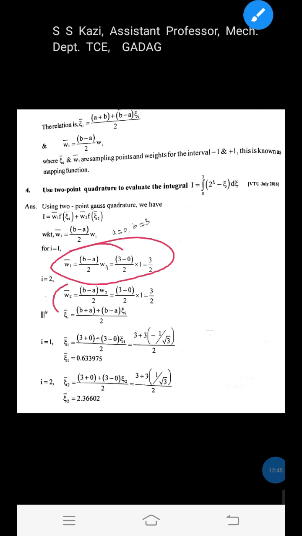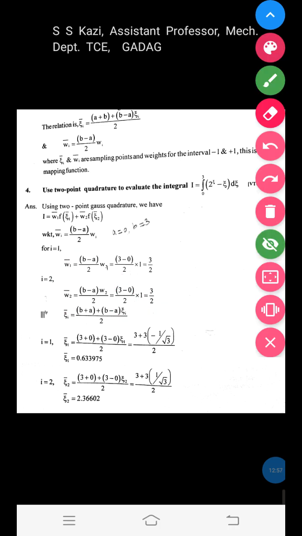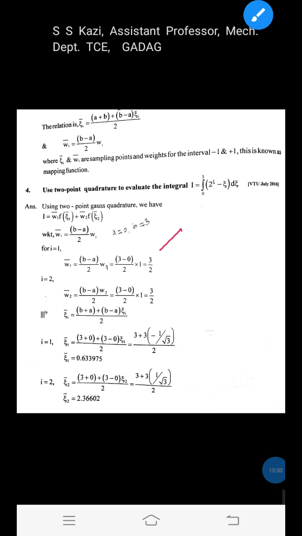Next, w2 bar can be calculated by (b minus a) by 2 into w2, that is (3 minus 0) divided by 2 into w2, which is also 1 for the 2-point method. If you calculate this ratio, we will get 3 by 2. Therefore, we got the new values w1 bar is equal to 3 by 2 and w2 bar is equal to 3 by 2. Next, zeta i bar.